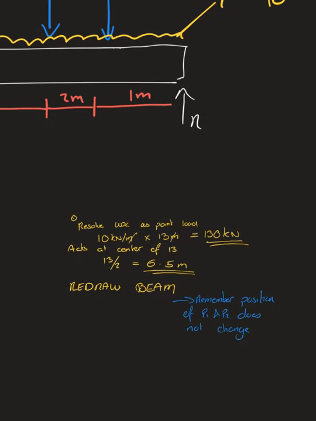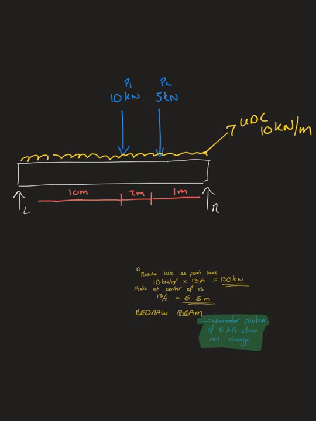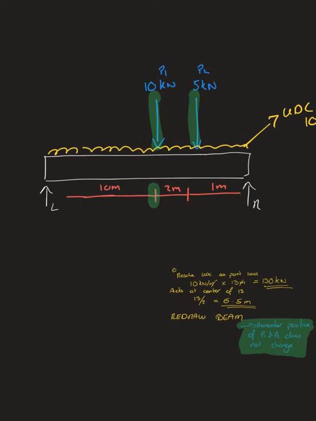I'd advise everybody to redraw a beam when you look at an example like this, and the key thing to remember is that the position of P1 and P2 doesn't change in this question. So even though we're putting in our UDL as a point load, P1 and P2 should stay exactly where they are. So P1 should still be 10 meters from L, and P2 should still be 12 meters away from L.